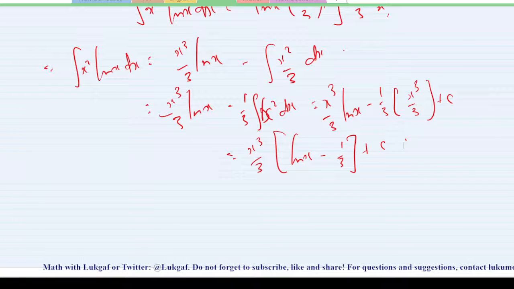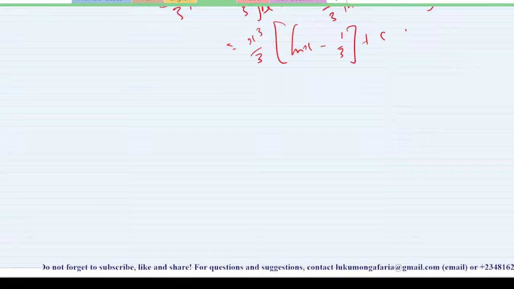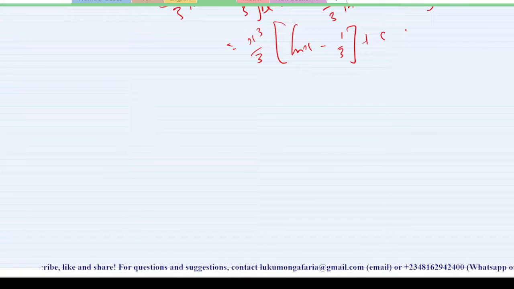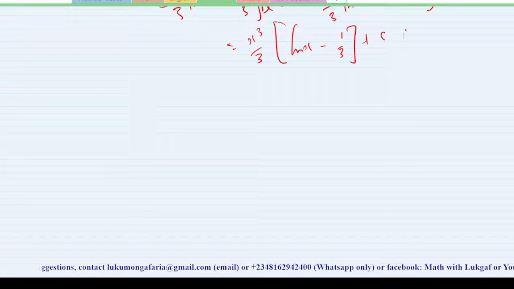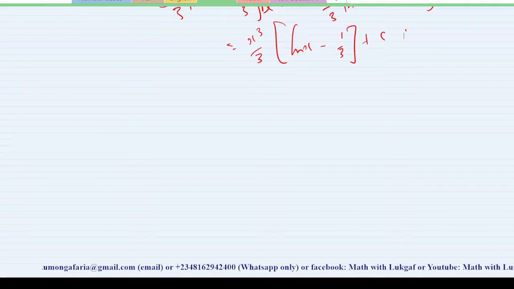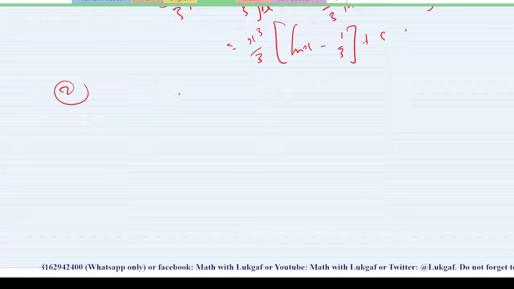So that's integration by parts. It is not difficult. Make one function to be u, make the other to be the v. The one you make as u, you differentiate. The one you make as the v, you integrate to get v. So the second example, let us do it.